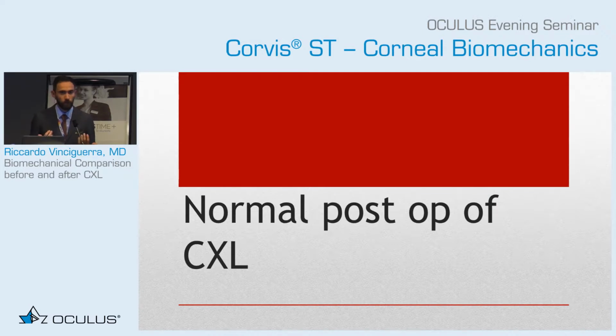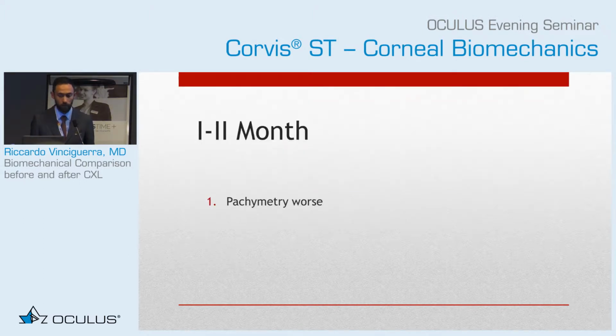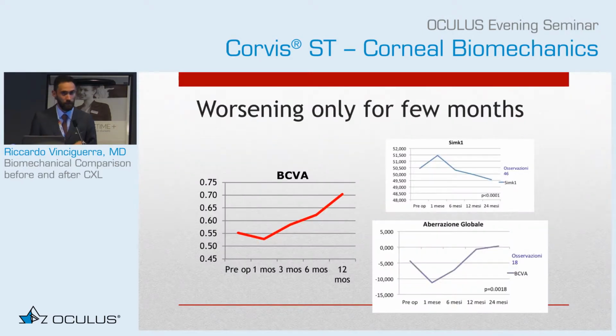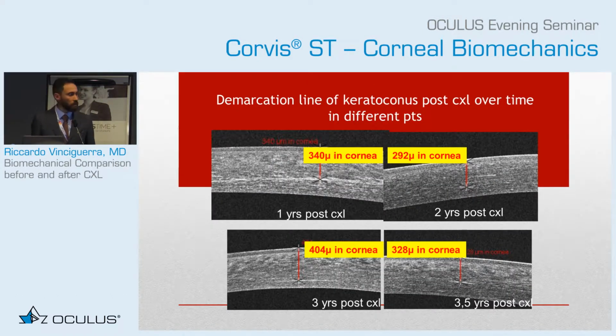And then they come to you and say, Riccardo, what did you do? They are worse in terms of pachymetry, visual acuity, curvature, aberration. And they say, Riccardo, what do we do? And you say, don't worry, they will go better. But really, the right answer is: on average, we know that they go better, and I hope that they will go better, but you don't know at 1 month. What about the demarcation line?